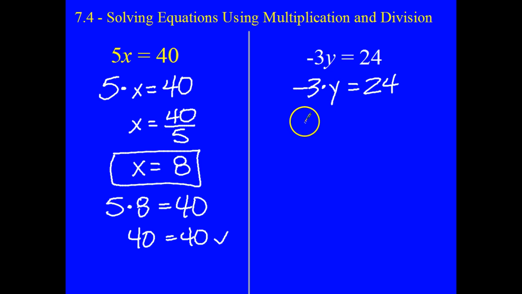So I have negative 3 times y. Let's take 24 and divide it by negative 3. I'm going to divide it by negative 3 because in this case we can say this is how many are in each group.